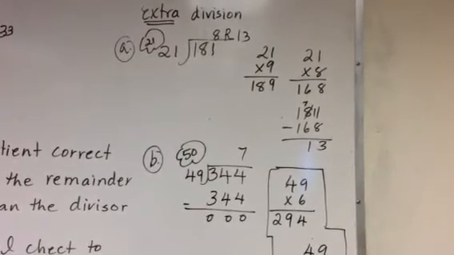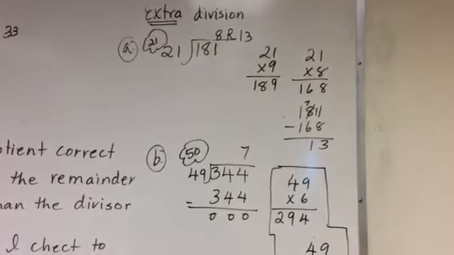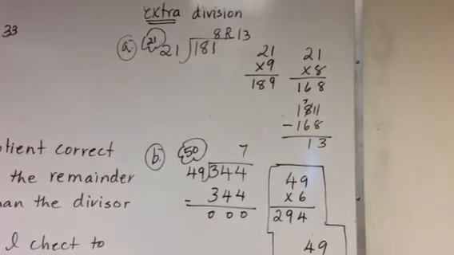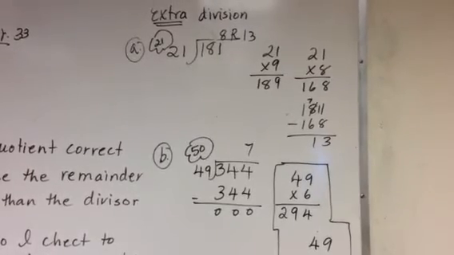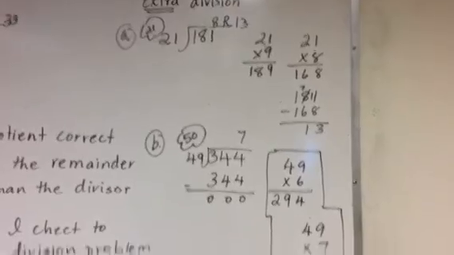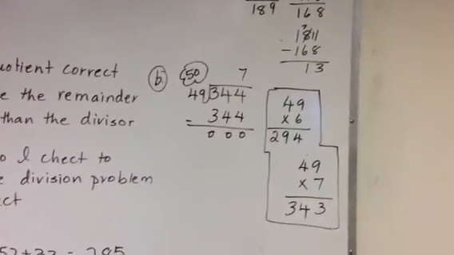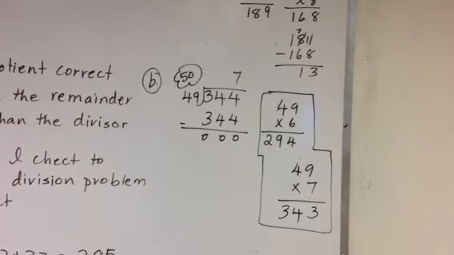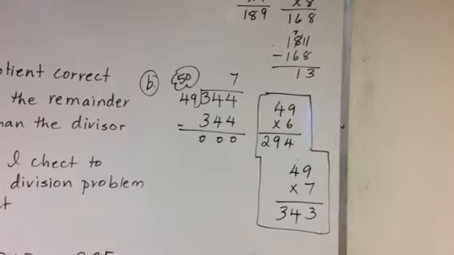21 times 8, I got 168. So I put 168, and then there was 13 remainder. If I add 168 plus 13, I'll get 181. So my answer is correct. 8 remainder 13. Another example, 344 divided by 49. If I round 49 to 50, how many 5s are there in 34?